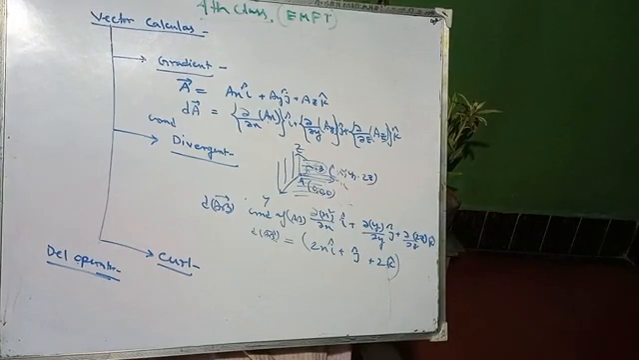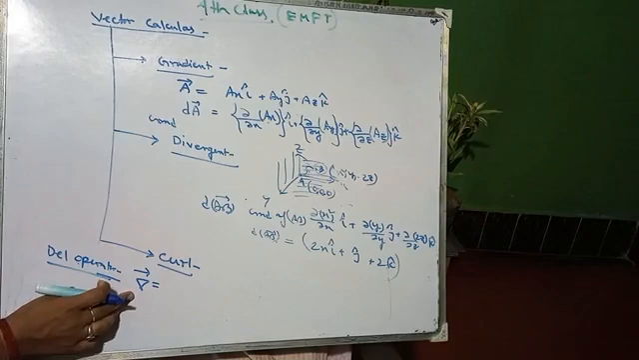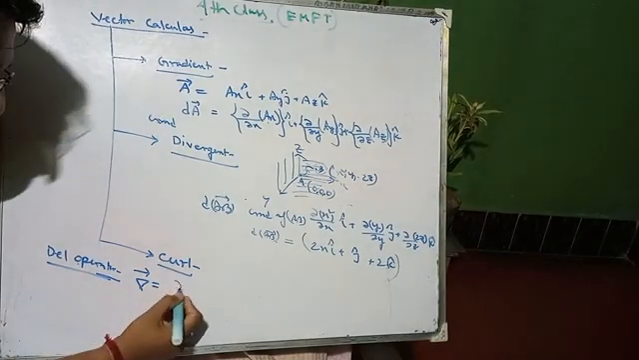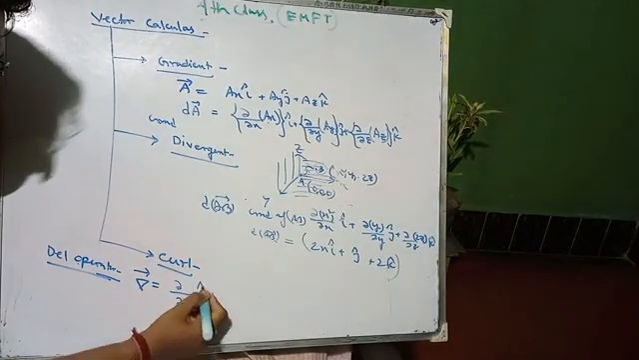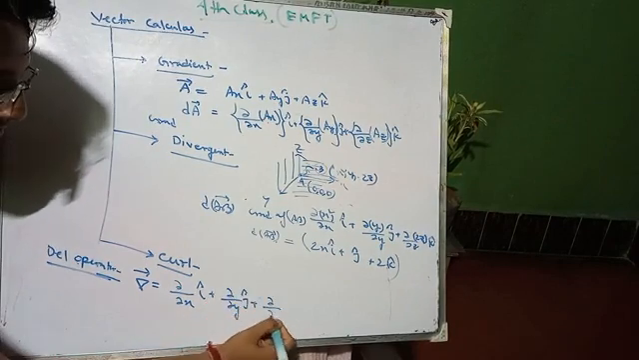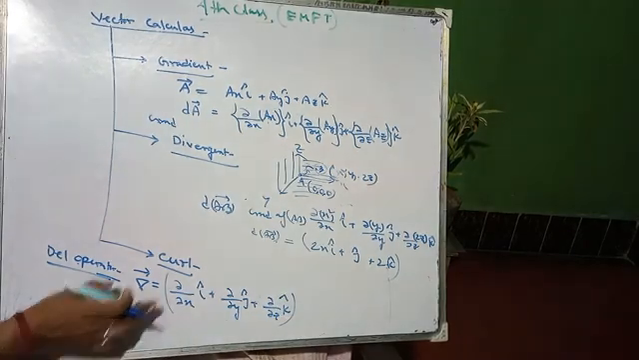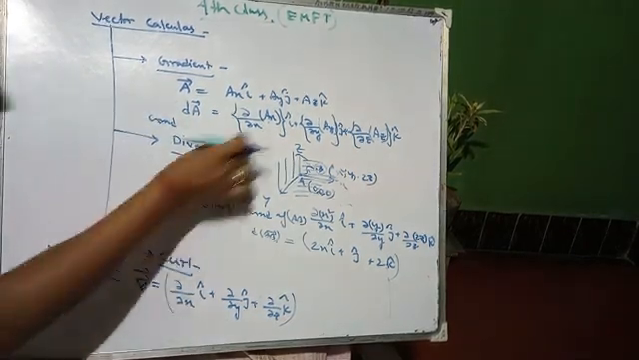That means what? So this del operator looks like this. The del operator itself is a vector. So del means del x i cap plus del y j cap plus del z k cap. Okay, can you say that this del operator looks like your gradient operator?